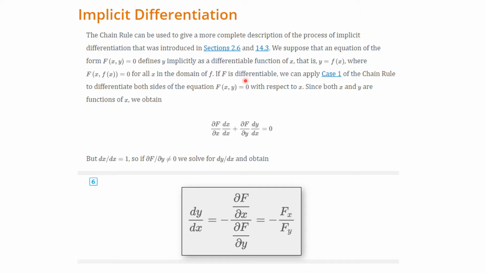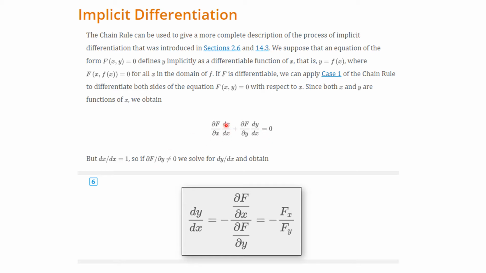Now, if capital F is differentiable, then we can use the chain rule to differentiate both sides of capital F of x, y equals 0. On this side, the derivative of 0 is 0, of course. On the other side, I get the partial of capital F with respect to x times the derivative of x with respect to x, plus the partial of capital F with respect to y times the derivative of y with respect to x, and that's equal to 0.